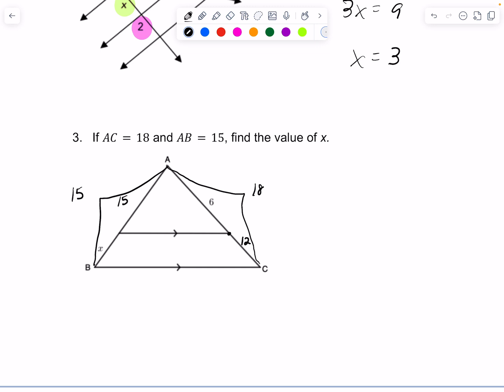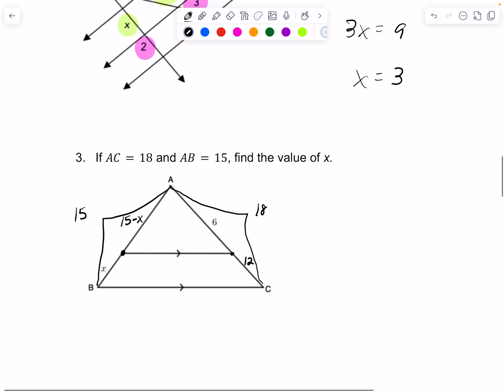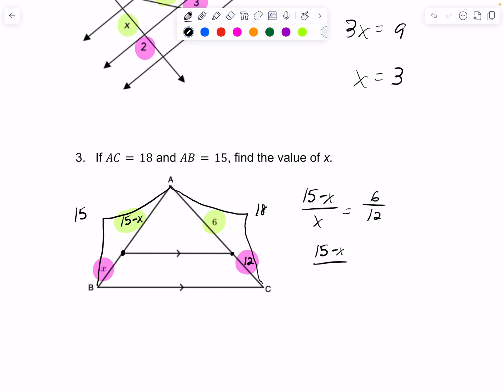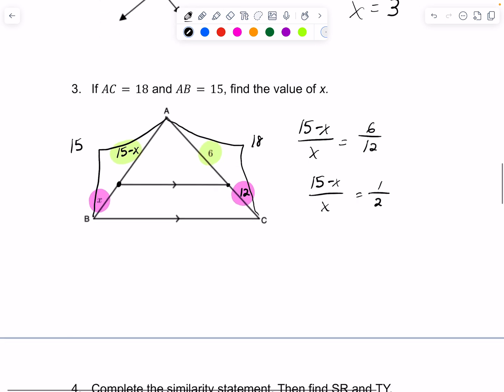So if I take 15 and subtract x, that would give me what's remaining for that A to that dot. Okay, so I'm going to find the value of x setting up the same kind of proportion that I did on number 2. So I'm going to have that 15 minus x over x is going to be equal to 6 over 12, right? That proportion. So 15 minus x over x equals 6 over 12. Now you can cross multiply if you'd like. I am going to reduce that right side since that's 1/2, to make it easier when I do cross products.